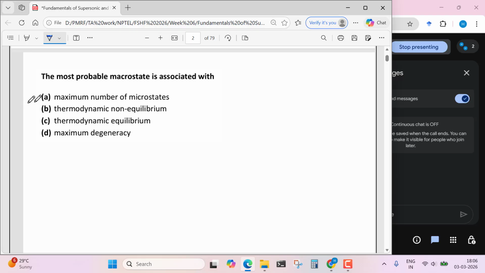So the correct answer is maximum number of microstates. As all microstates are equiprobable, the most probable macrostate will have the maximum number of microstates. And it will happen only when there is thermodynamic equilibrium. So C is also the answer.